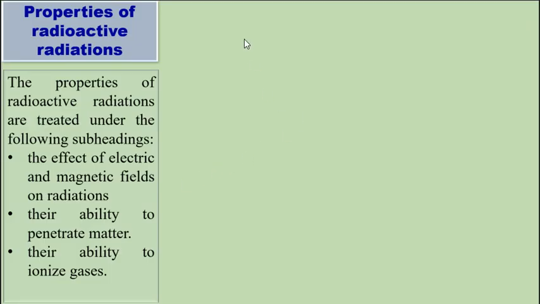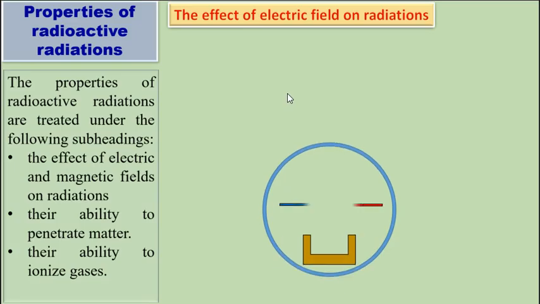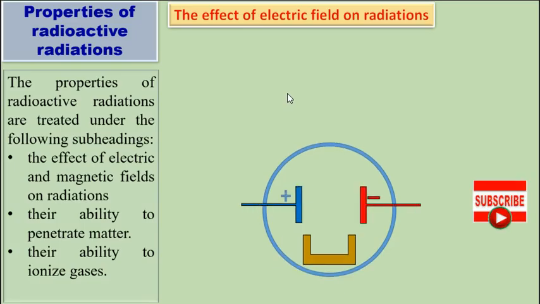Now, let's start with the first one, the effect of electric field on these radiations. When I say this radiation, you should understand what we mean: those three radiations we have mentioned, alpha particle, beta particle, and gamma radiation. Now, we bring up our apparatus. Here we have an evacuated glass, that's the blue circle, and then you have the positive plate, and then the negative plate, and then you have the source of radioactive radiation.